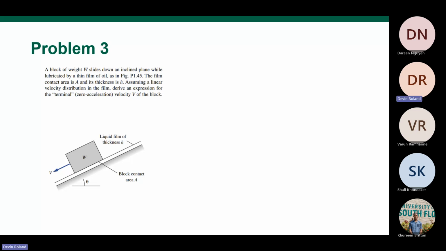Okay, for my givens, we have this weight W, and then we have this inclined plane. I'm going to draw a little picture right here. We have our block, and we have this plane, and this is that film of oil between the block and the plane. In that film, there is a velocity distribution, like so. Kind of like the other problem, we have this velocity distribution in that oil. And we know that the film has an area A and a thickness H.